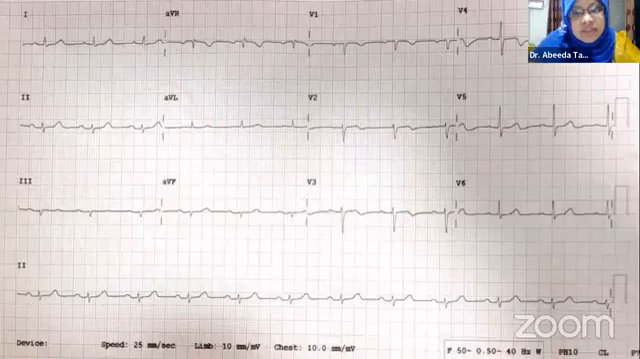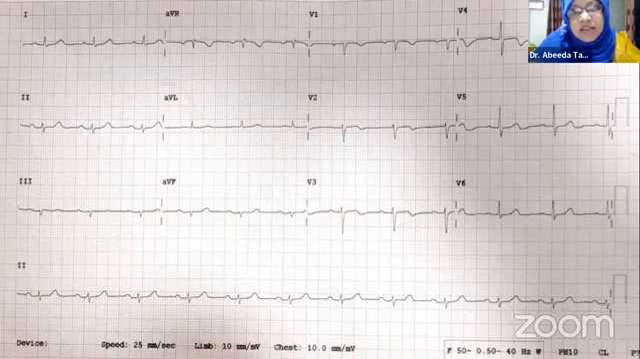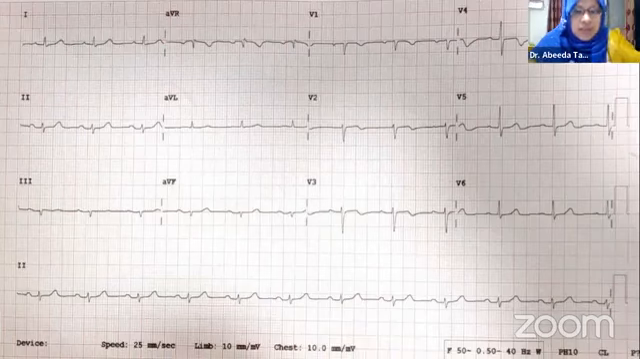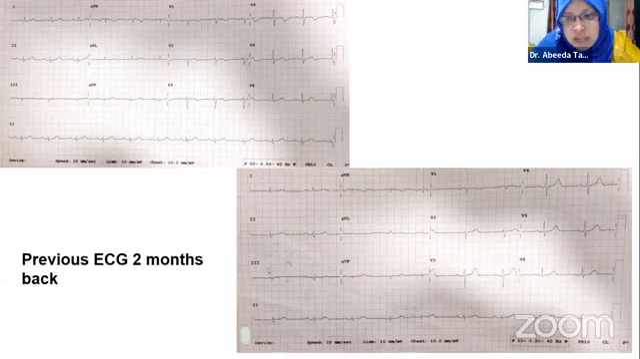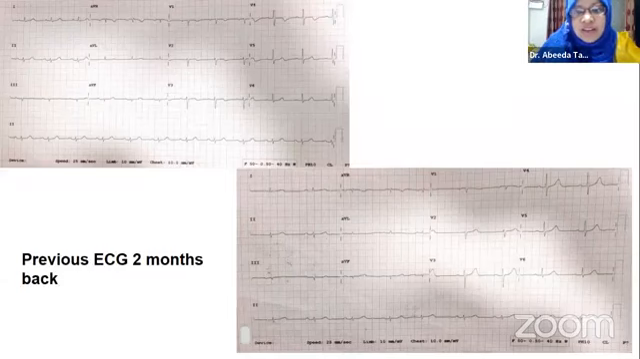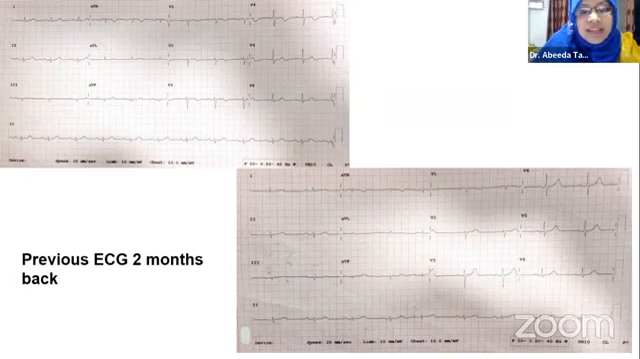That's why he visited us in the emergency department, and here is the ECG with which he presented to us. This is the first ECG of the patient, and I'd like to show you his previous ECG from 2 months back so that you can compare. I'd like to ask a volunteer to comment on whether you can notice the change between the previous ECG and the ECG that we found in the emergency department.